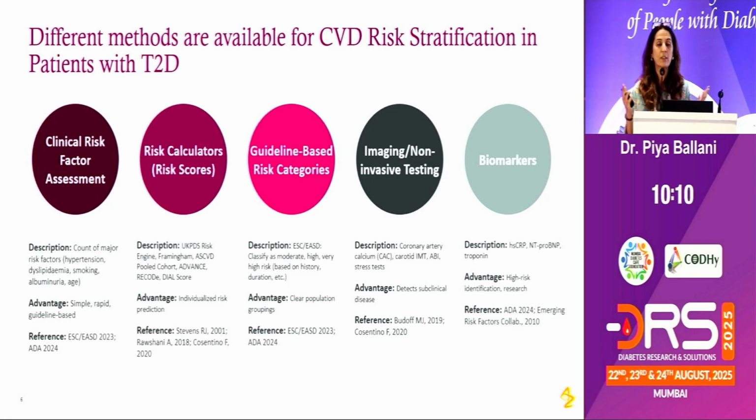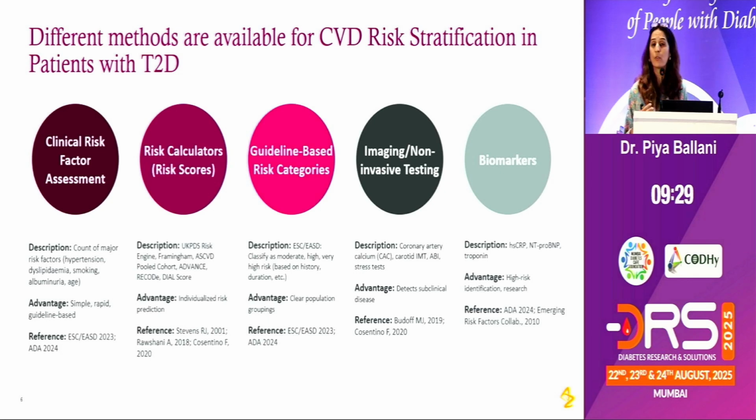Well, clinical risk factor assessment. I think each of us is already looking into all of this. We might not look at the bigger picture, like I said earlier, but no doubt we are looking at the major risk factors: hypertension, dyslipidemia, smoking, albuminuria, age. What is the advantage? It's simple, rapid, guideline-based, and very practical in our clinics, and it has been endorsed by the ESC in 2023 and by the ADA in 2024 also.